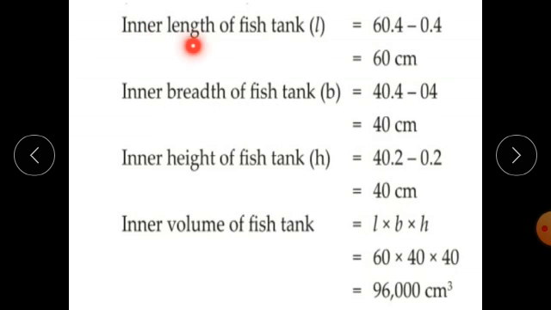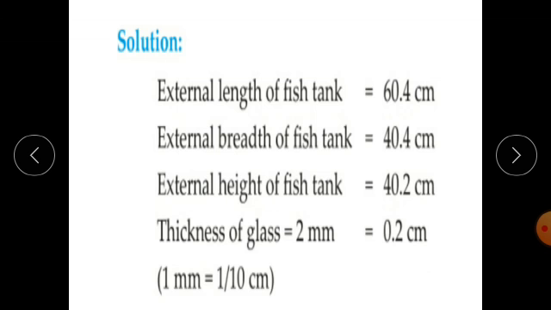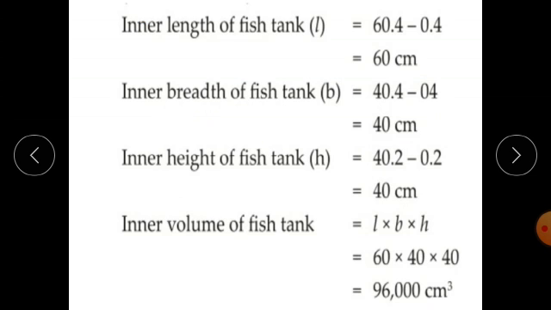Now inner length of the fish tank, that is L, equals 60.4 minus 0.4. See, external length of the fish tank is 60.4 centimeter and thickness of glass is 0.2 centimeter. So from 60.4 subtract 0.2 and 0.2, which means 60.4 minus 0.4, equal to 60 centimeter. Inner length of the fish tank equals 60 centimeter.